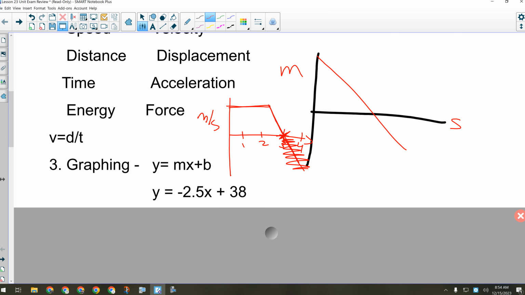The other thing, y equals mx plus b. One of the two graphs is going to be a linear function with an equation. You will be asked to calculate things using that equation. So what is y when x is this? What is x when y is this? Just like you did in the analysis of both of your labs. So definitely know how to do that.